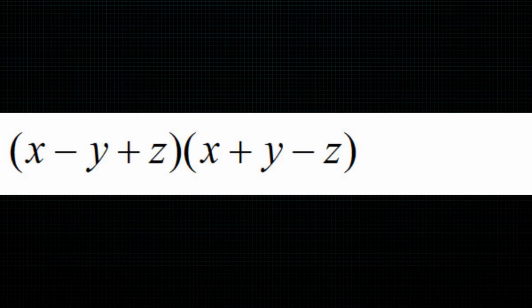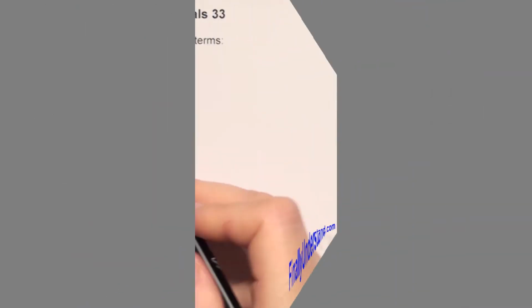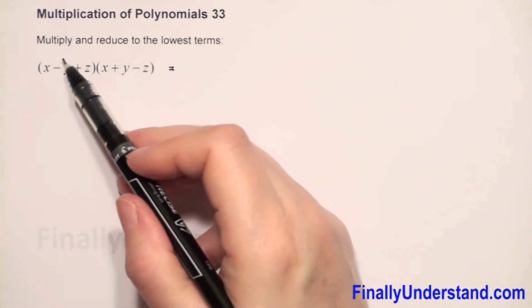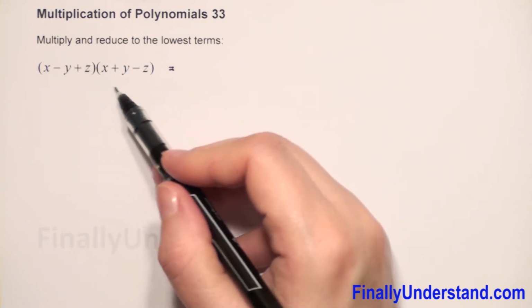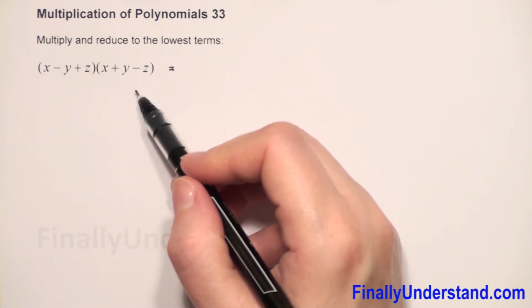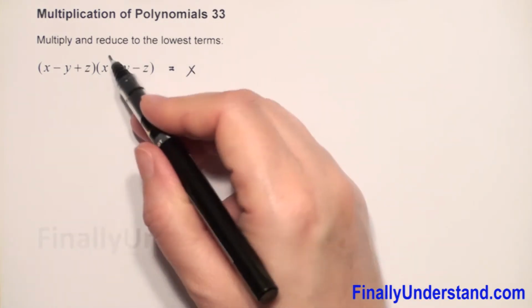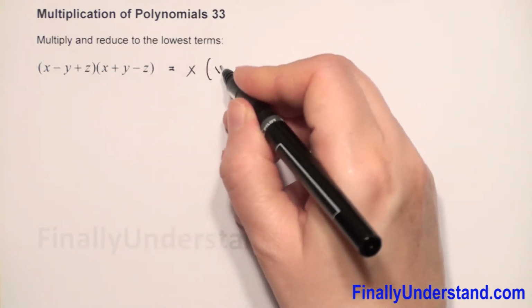We have multiplication of polynomials. In this example, we have trinomial times trinomial. So we have to multiply every expression in the first parenthesis by every expression in the second parenthesis. So we have first x times this whole expression in parenthesis.